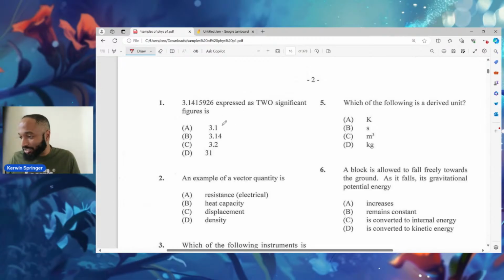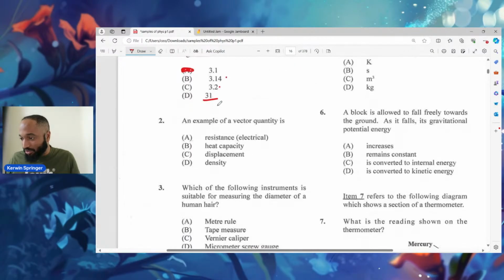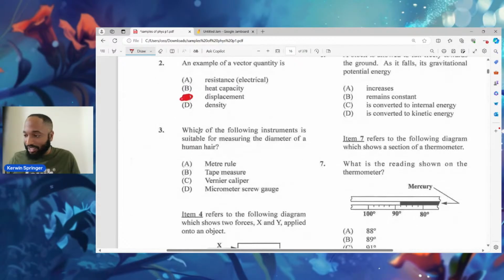3.141592.6 expresses 2 significant figures. So the answer for this one is A. This is 3 figures, this boosts it up, this switches the whole value. An example of a vector quantity: displacement. Displacement is a long-standing member of the vector community.